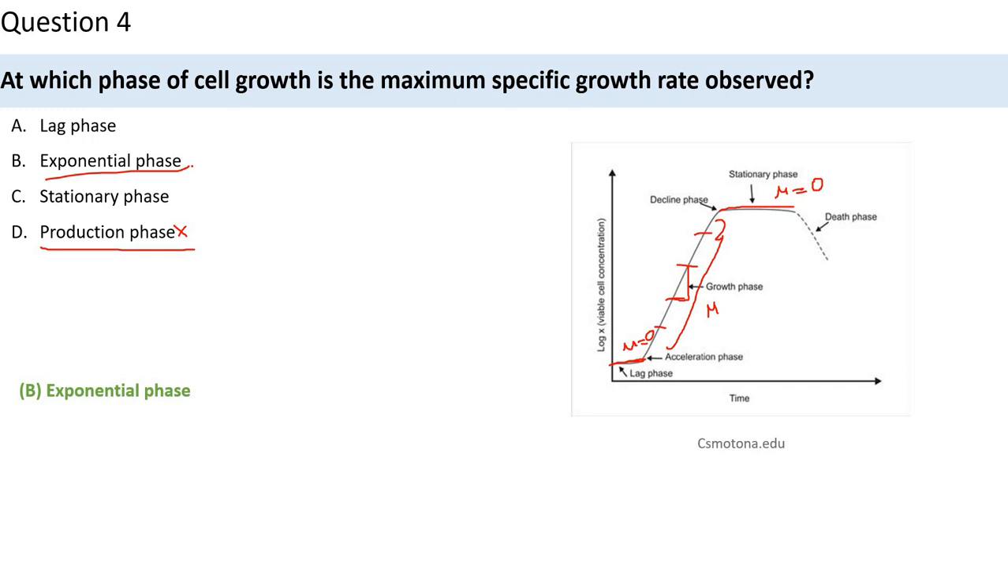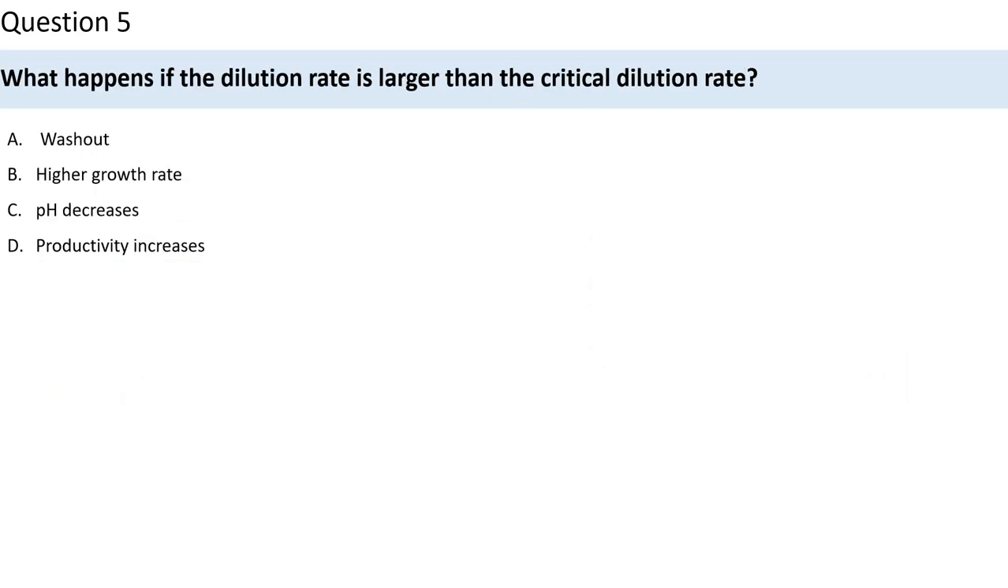Okay. Moving on to question 5. What happens if the dilution rate is larger than the critical dilution rate? So what they are asking, what we know is the dilution rate, which is nothing but D is equal to your flow rate divided by the volume, right? They are asking what if your dilution rate is greater than the critical dilution rate. We call something critical dilution only because the continuous process shouldn't be operated above this. That's why it's called the critical dilution rate. It shouldn't be operated above this.